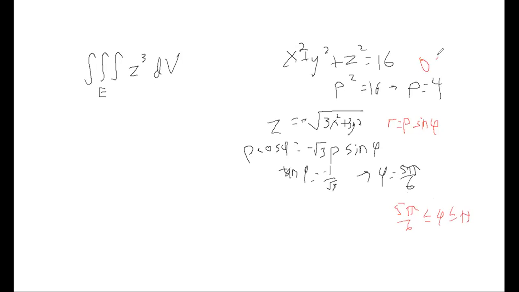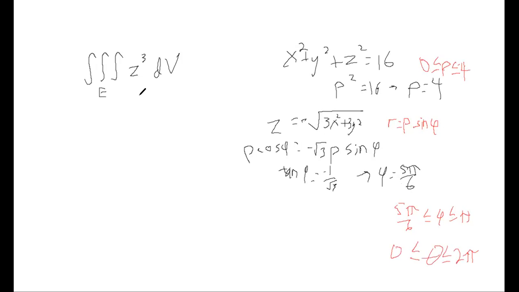Rho needs to be between 0 and 4. And then lastly, the only thing that we haven't written yet is what's going on with theta. But again, this is a sphere and a cone. There's no particular boundaries for theta. So theta just goes from 0 to 2 pi.